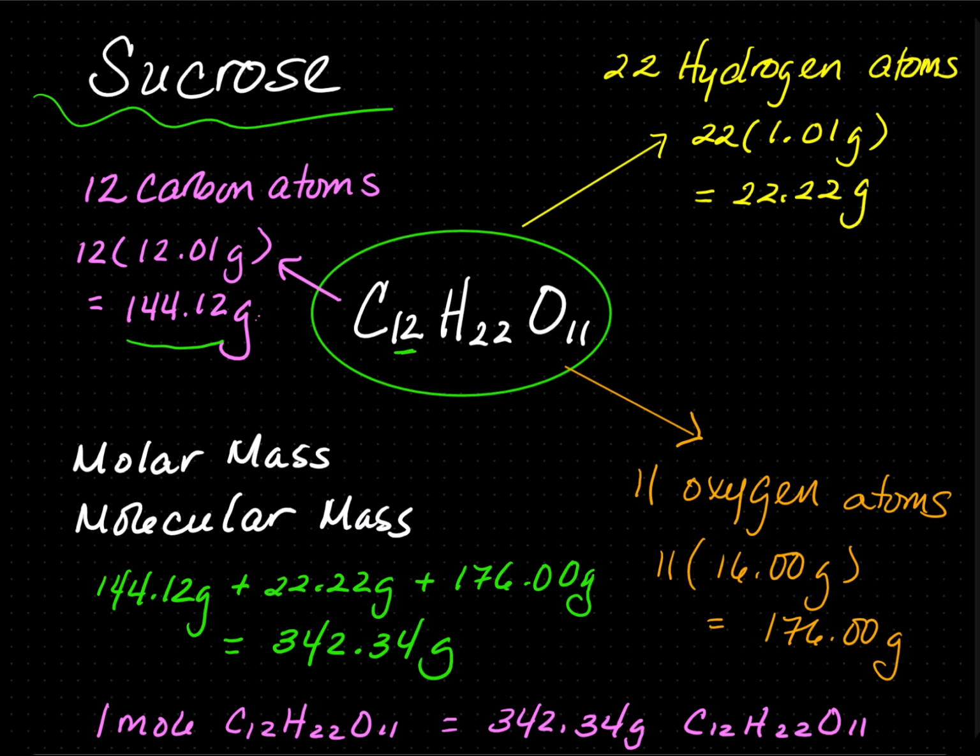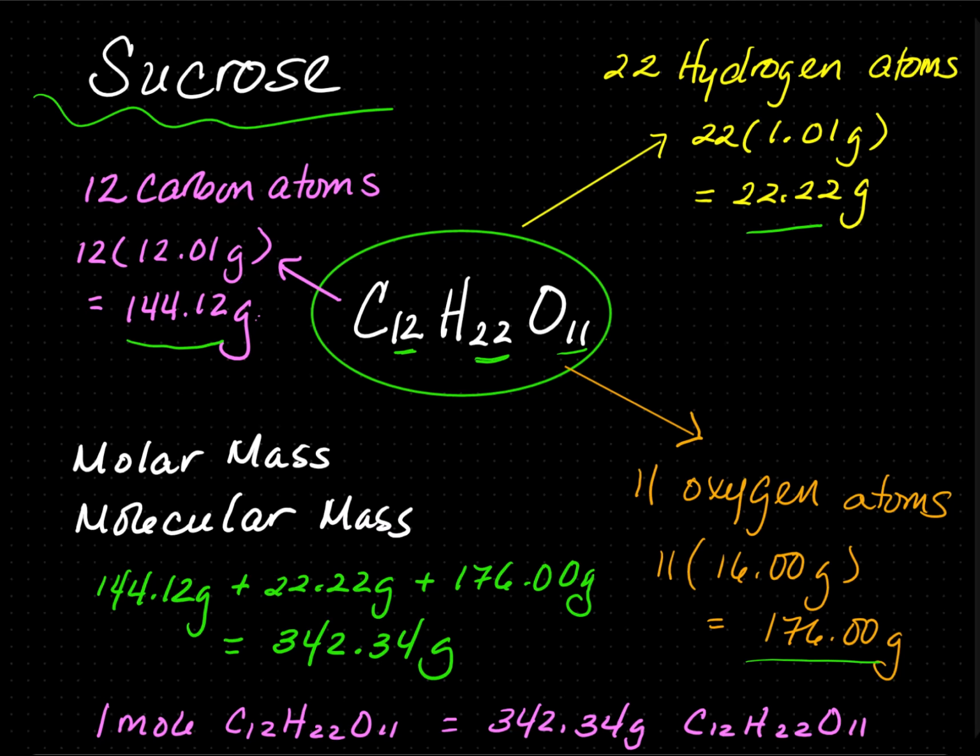Repeat the procedure for hydrogen. There are 22 hydrogen atoms in sucrose. The mass of hydrogen off the periodic table is 1.01 grams. We multiply by 22 and we get 22.22 grams. Oxygen, there are 11 oxygens in sucrose. The mass of 1 atom of oxygen is 16.00. We multiply by 11 and we get 176.00 grams.